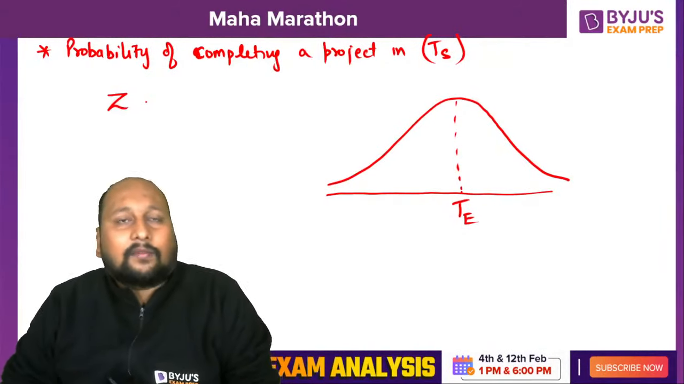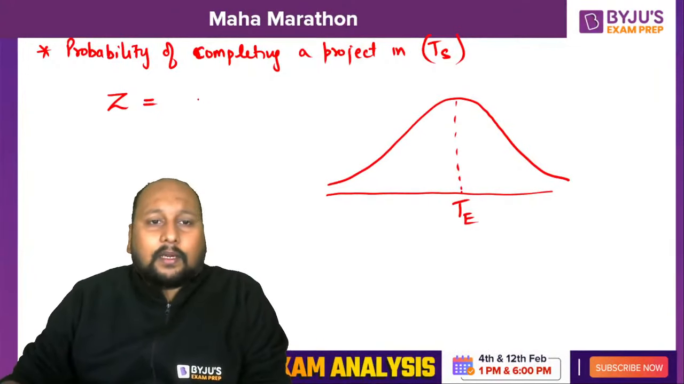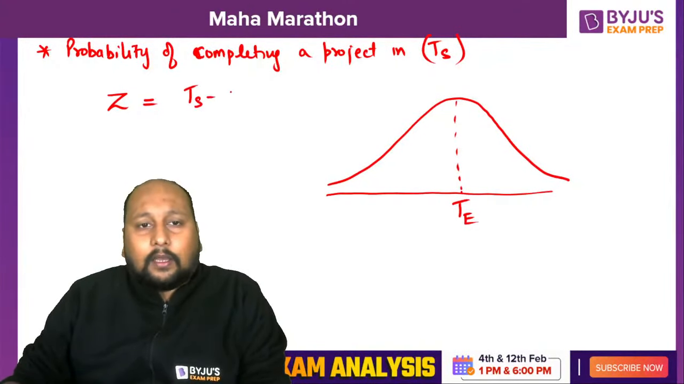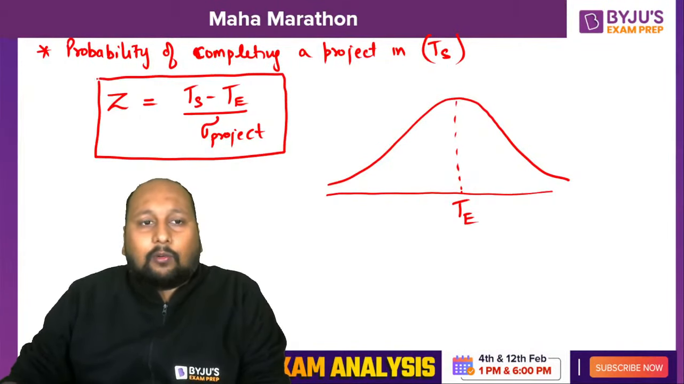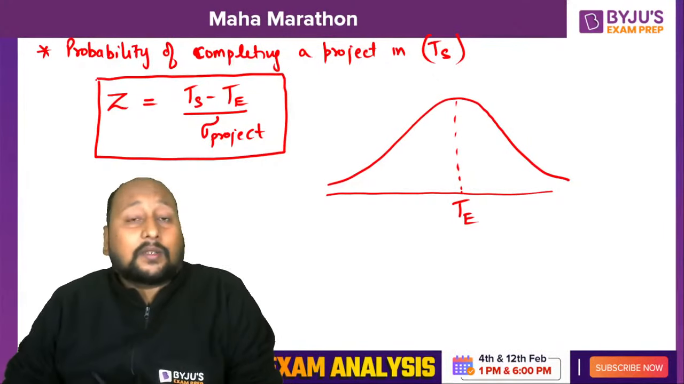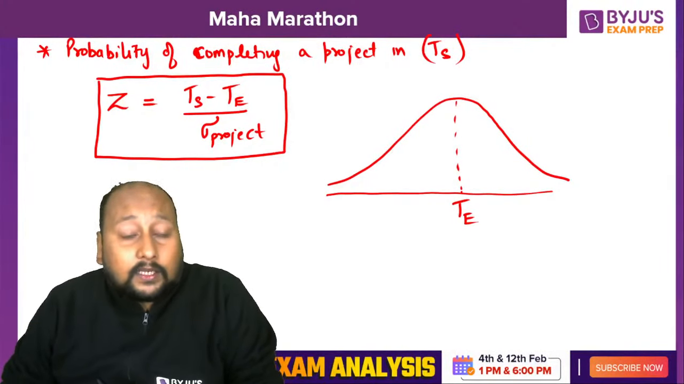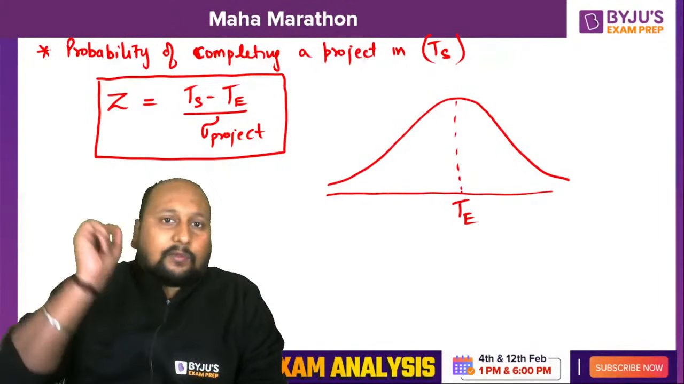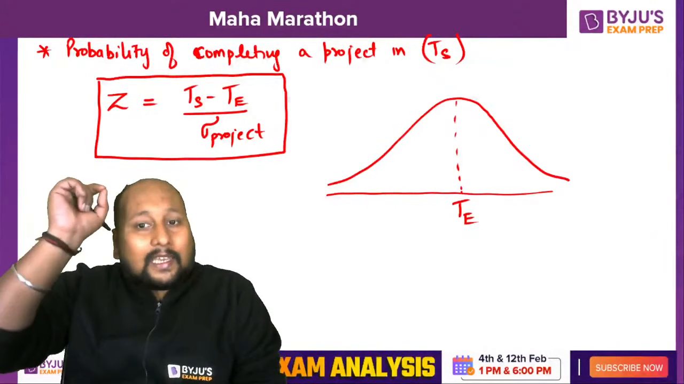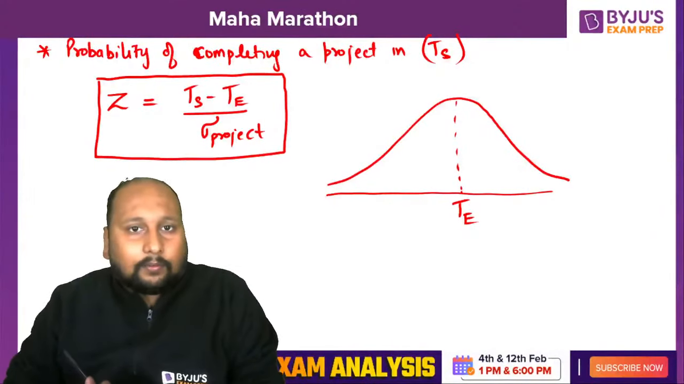Z basically signifies the standard normal variate, and how we calculate the standard normal variate is nothing but the scheduled time minus the expected time, divided by the standard deviation of the project. That is Z = (TS - T) / standard deviation of the project. Now TS will be given in the question. Capital T we already calculated from the critical path.